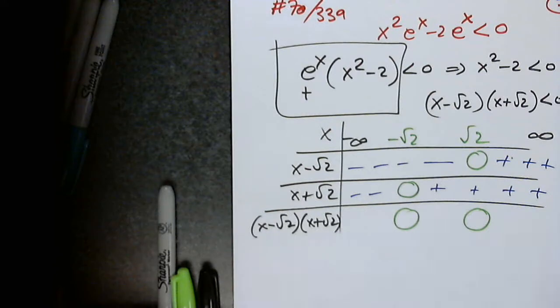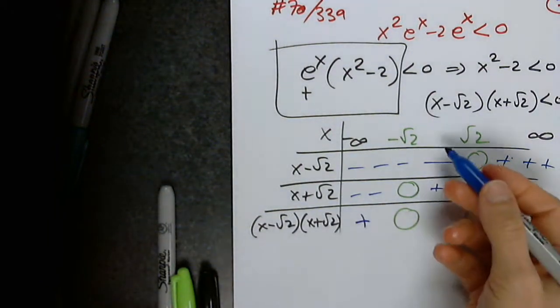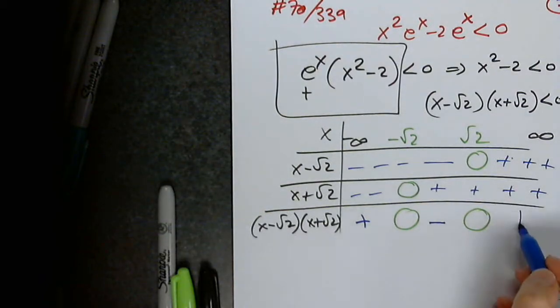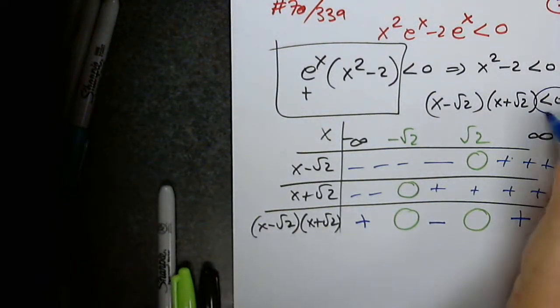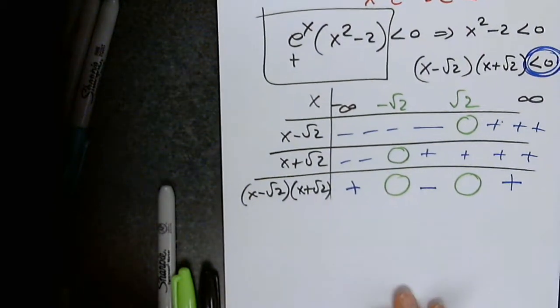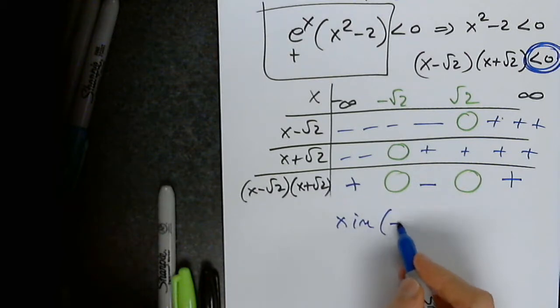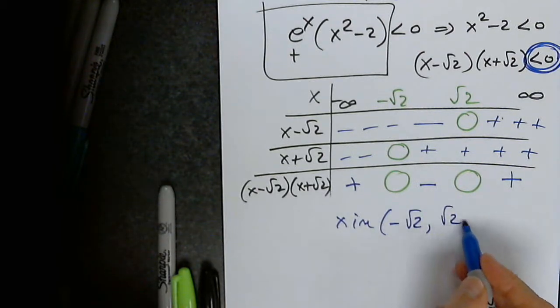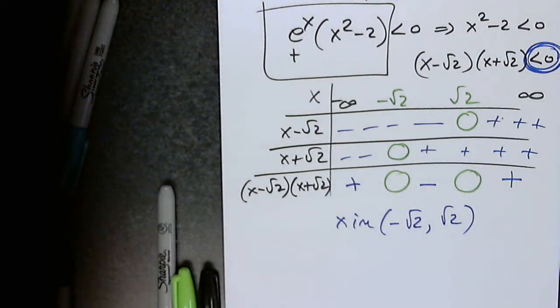And then I know for the first interval, I multiply two negatives. What do I get? Correct. In the middle, I have a negative, and outside positive. So now I'm asking myself, what will I pick? Between negative square root of 2 and square root of 2. Right, exactly. So x is in the interval negative the square root of 2 to the square root of 2, indeed.